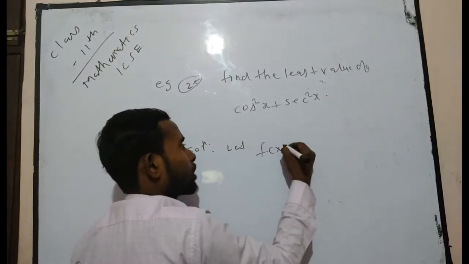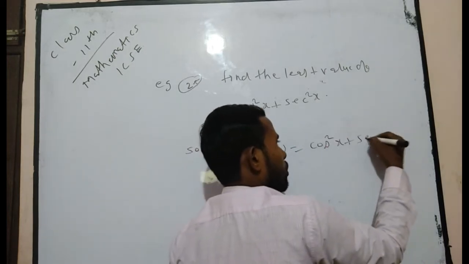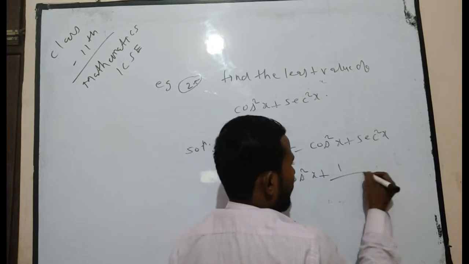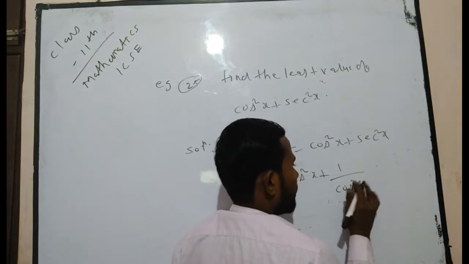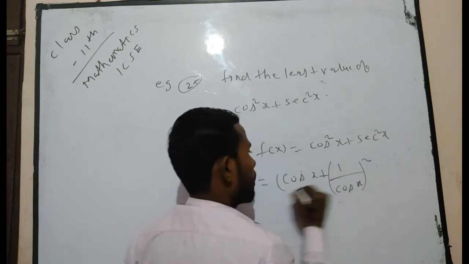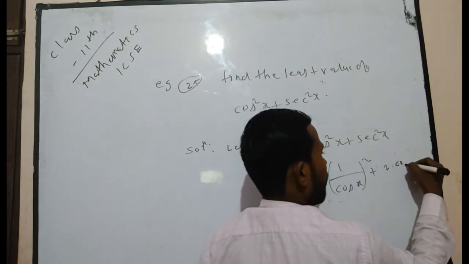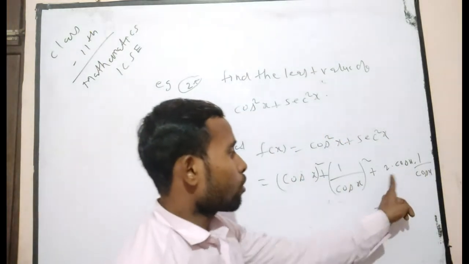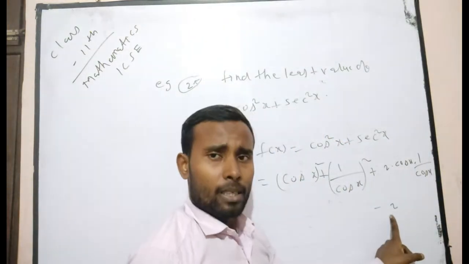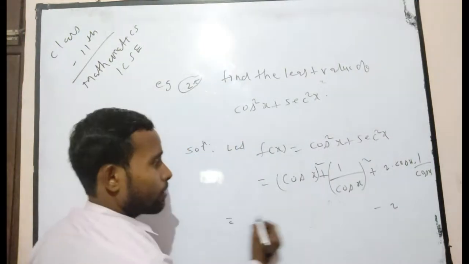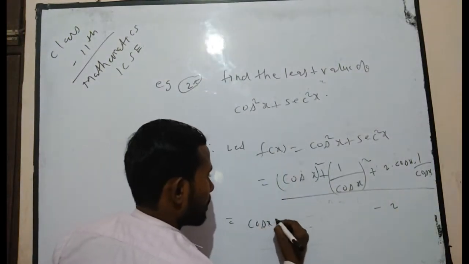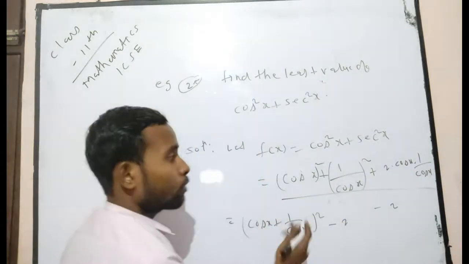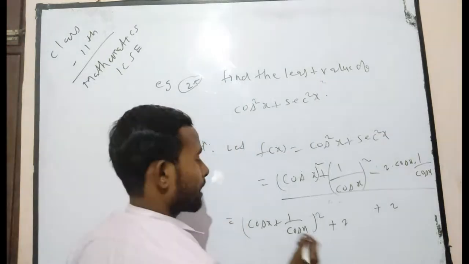Let f(x) is equal to cos square x plus sec square x. As you know, it can be written as cos square x plus 1 by cos whole square x, and it will be cos square x plus 2 cos x into 1 upon cos x minus 2, because cos x will be cancelled. Plus 2 and minus 2 I have already subtracted. Finally you get (cos x plus 1 upon cos x) whole square minus 2. If you take negative here and positive here, you get it like this.